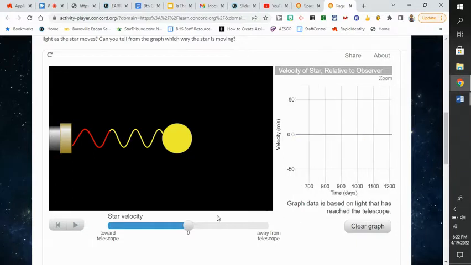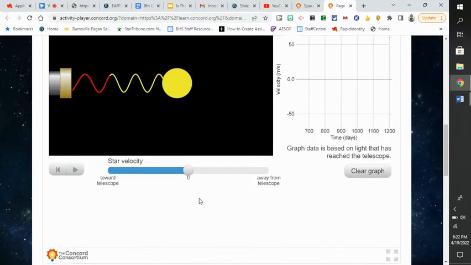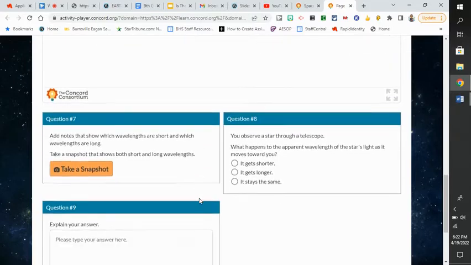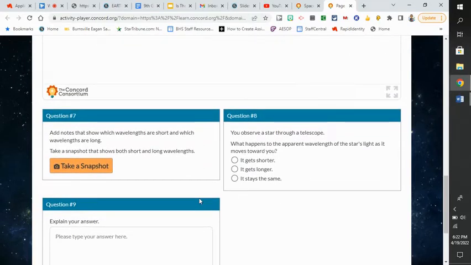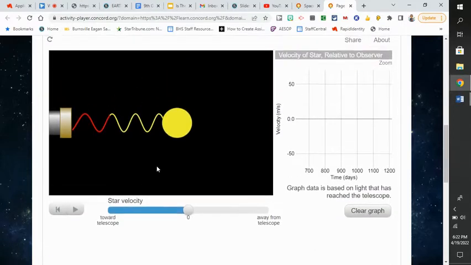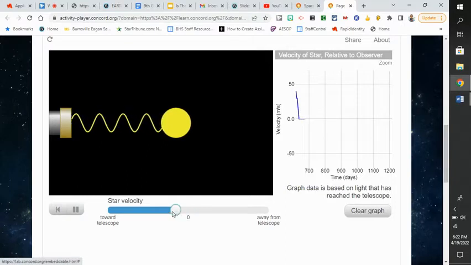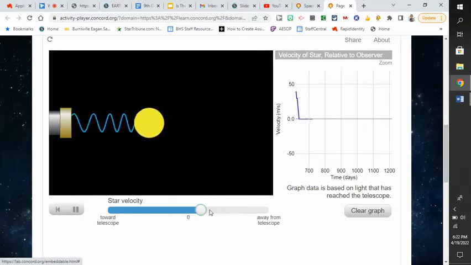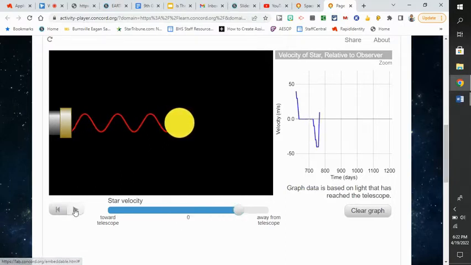We can clear the graph and take a look at the questions. The first one has you take a snapshot. Add notes that show which wavelengths are short and which wavelengths are long. It says take a snapshot that shows both short and long wavelengths. So in order to do that, you'll have to press play, make short wavelengths by having it go toward, and make long wavelengths by having it go away. Then you'll have to catch it a little bit faster than I did.